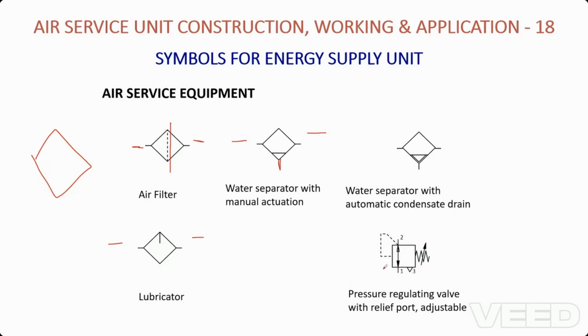As I said, the bottom connection is inlet. So we will give pressurized air at this point, and I will get outlet. If I am giving 10 bar air pressure at inlet, I will get 10 bar air pressure at the outlet. If I want to reduce it, as it is a pressure regulating valve to control the air pressure, here we will have a knob.